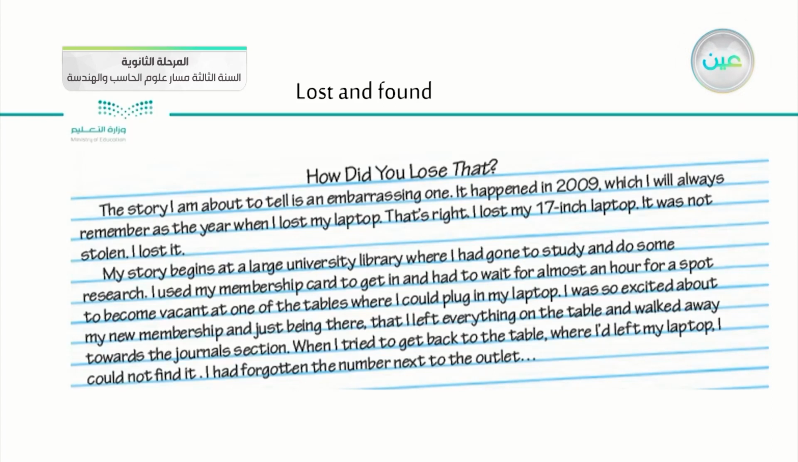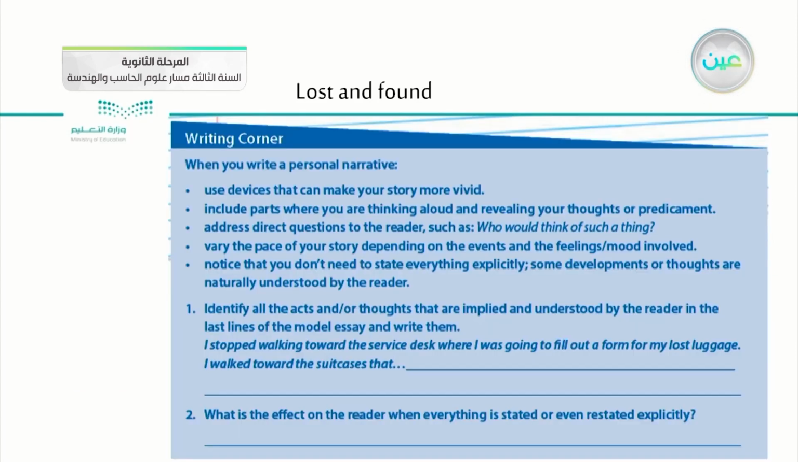For example, in the first paragraph: "The story I'm about to tell is an embarrassing one. It happened in 2009, which I will always remember as the year when I lost my laptop. That's right, I lost my 17-inch laptop. It wasn't stolen, I lost it." So this is the beginning of the story. He's giving an overview about what happened, the time, the place, and also the feeling. He says that it is an embarrassing one. And he then goes on with telling the story, the event that he or she has experienced.